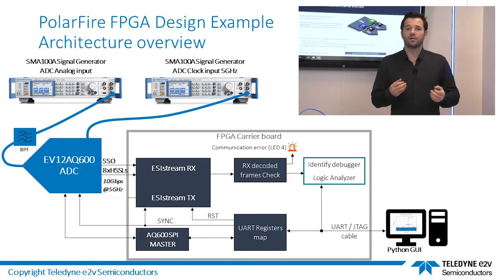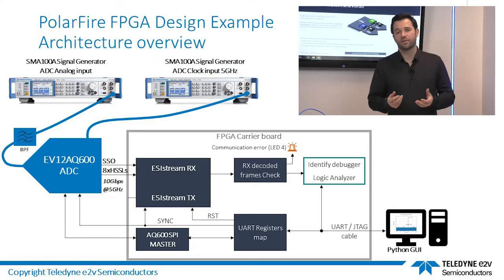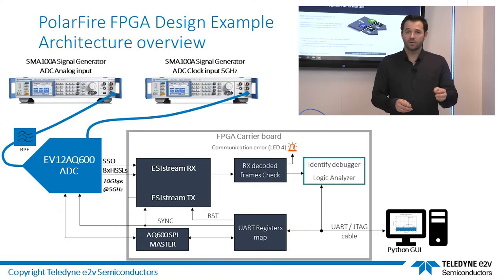The AQ600 ADC and EasyStream samples receiver module in the FPGA are configured using UART and a Python graphical user interface. Samples are acquired using the Identify Debugger feature of the PolarFire FPGA. And then, samples are analyzed in the frequency domain to display the ADC analog input spectrum. Now, let's start this tutorial.